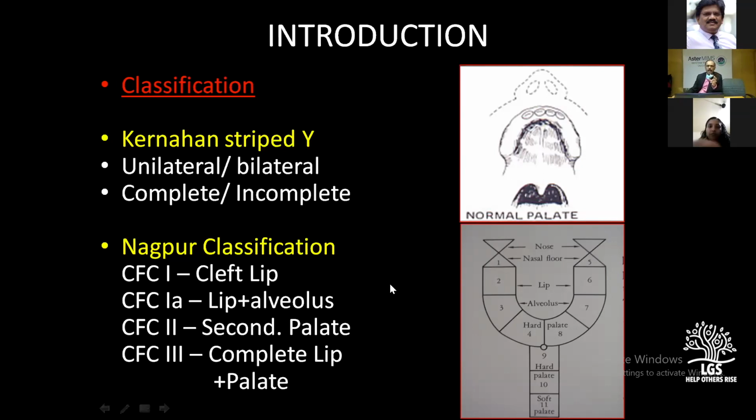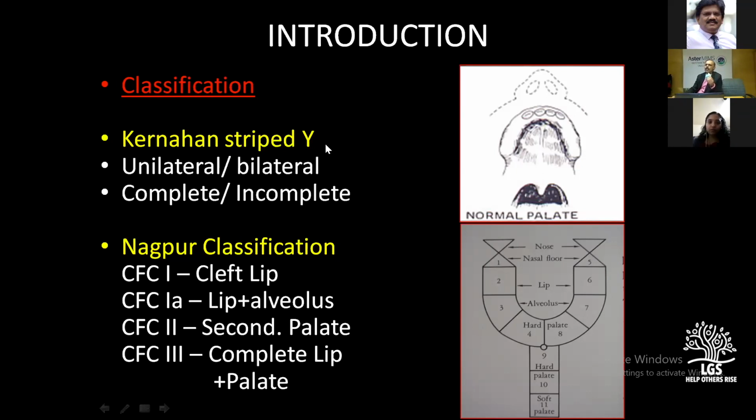Why do we follow this? Because this was designed and propagated by the father of modern plastic surgery in India, Professor C. Balakrishnan. He started his career, his unit in NARCO. That's why it's called the NARCO classification. And then he moved on to the PGI later on. Because it's our own classification and because it's simple, people tend to follow this in India. But internationally, it's the Kernahan striped Y that's followed.